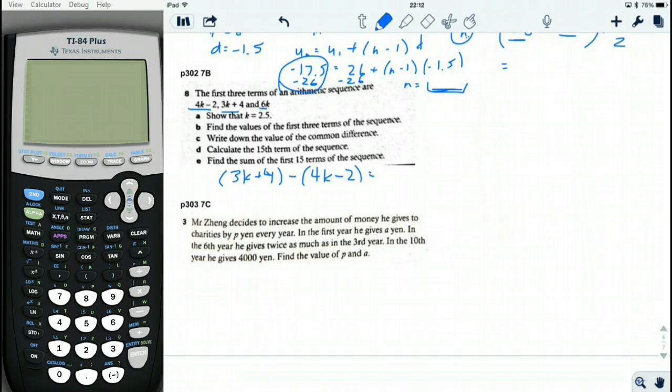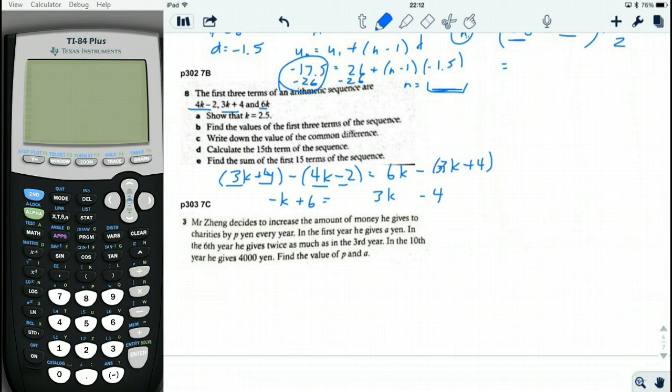And if that's the common difference, then the third term, which is 6k, subtract the second term, which is 3k plus 4, is also going to give you the common difference. Let's simplify this. 3k minus 4k is negative k. 4 minus a negative 2 is 6. And then we have 6k minus 3k minus 4. 6k minus 3k is just 3k.